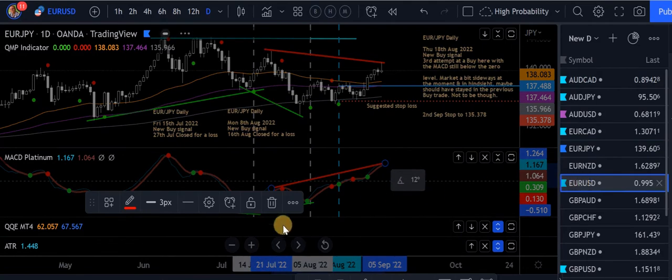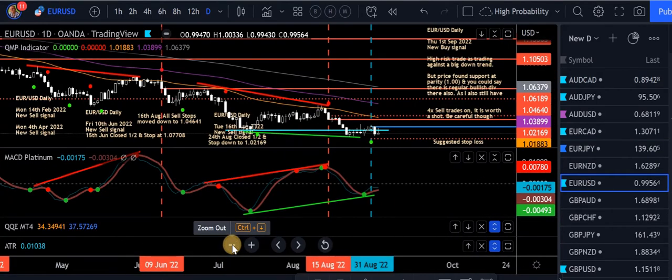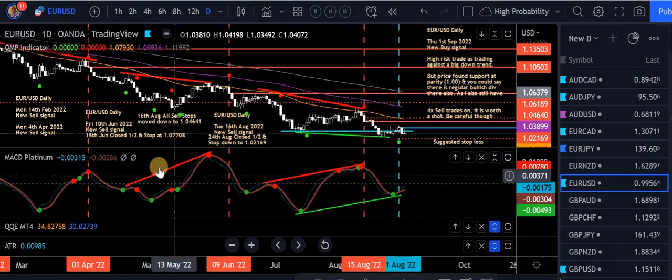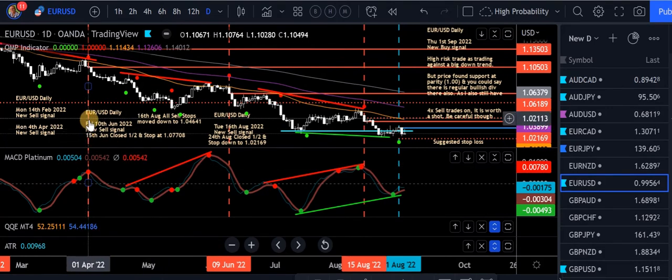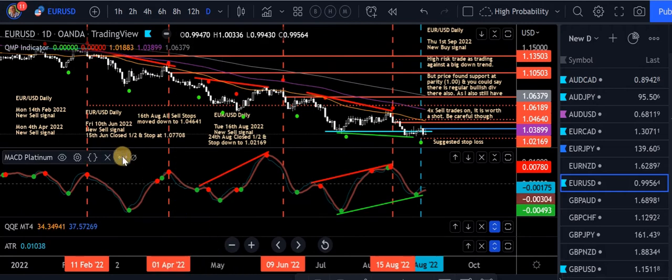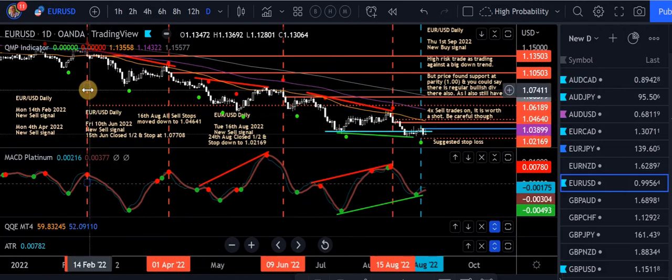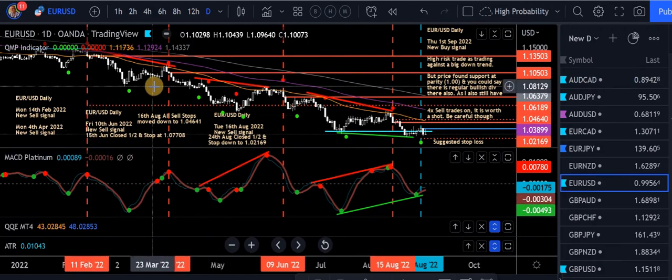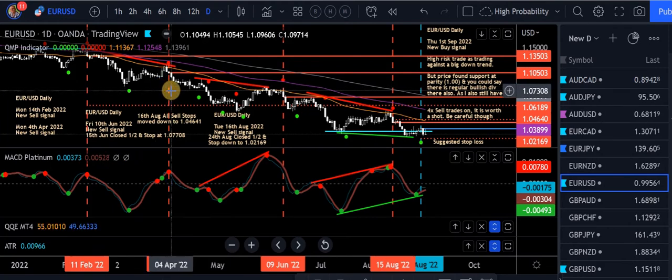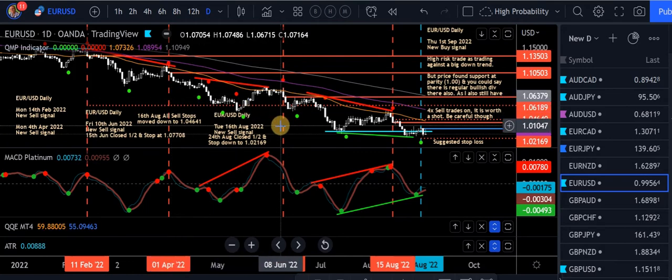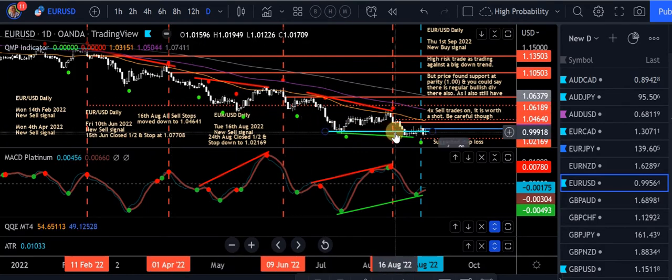Euro USD, I have to tighten the chart up a bit for this because there's old trades on. 14th of, I think there's another one there somewhere. Yeah. So we go back a fair way. 14th of Feb, one sell, another sell here on the 4th of April, second trading day in April, yep. Another sell here and another sell here.